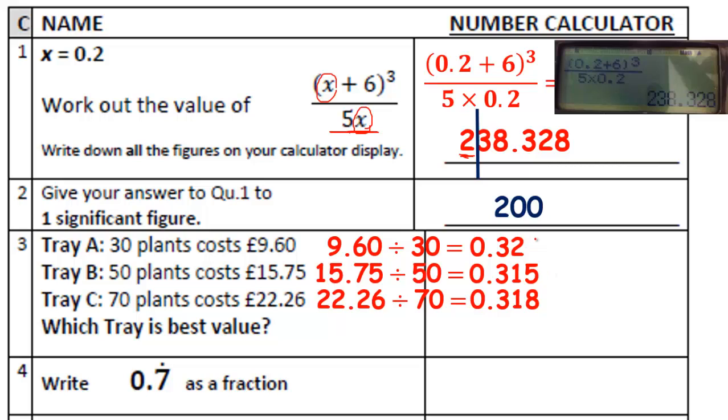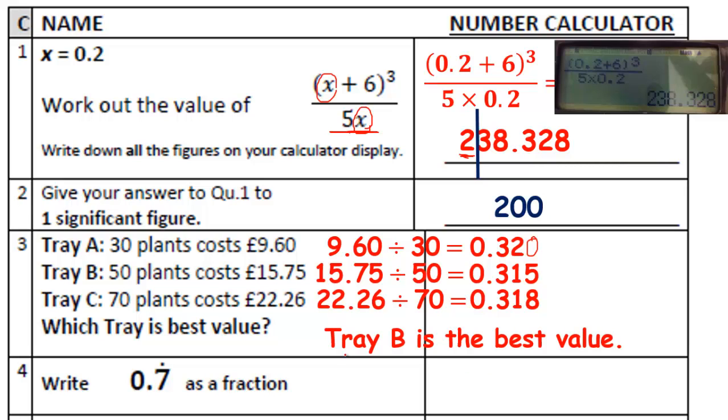That's why we need to write them to as many degrees of accuracy as possible. I'm going to actually write them to 3 decimal places, so I put a 0 there to make that 3 decimal places. Now compare them, 320, 315, 318. That means trade B is the best value.